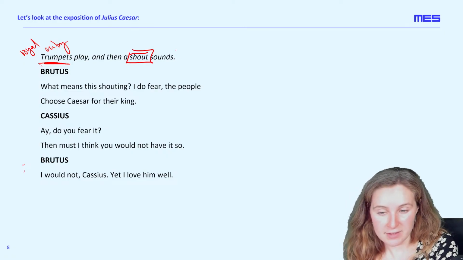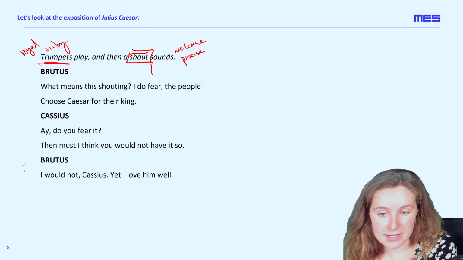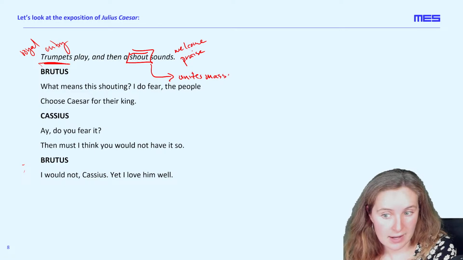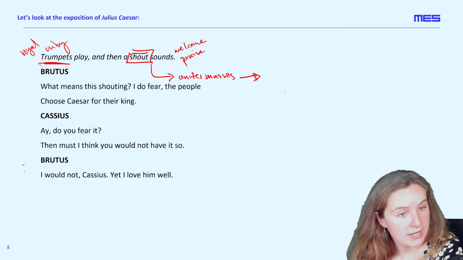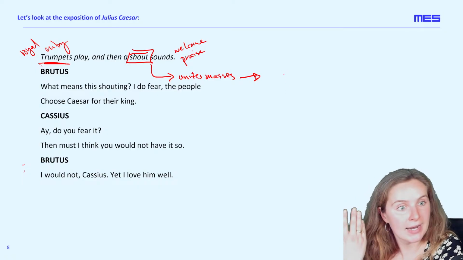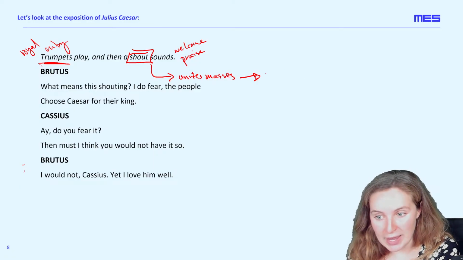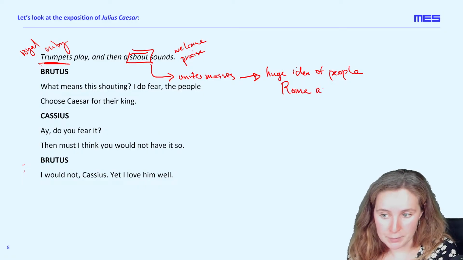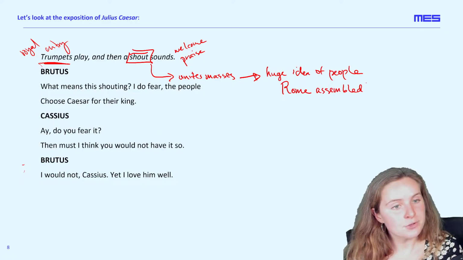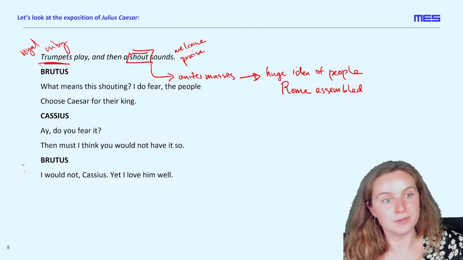And a shout sounds. This is a shout of welcome, of praise for Caesar. And it is interesting because it sort of unites the masses here, the masses who we don't see as a group, but it kind of creates this idea for us. Remember, we don't see Caesar on stage, we only hear it from essentially behind where Caesar is. Unites the masses. We have this kind of huge idea of people, of Rome assembled here.